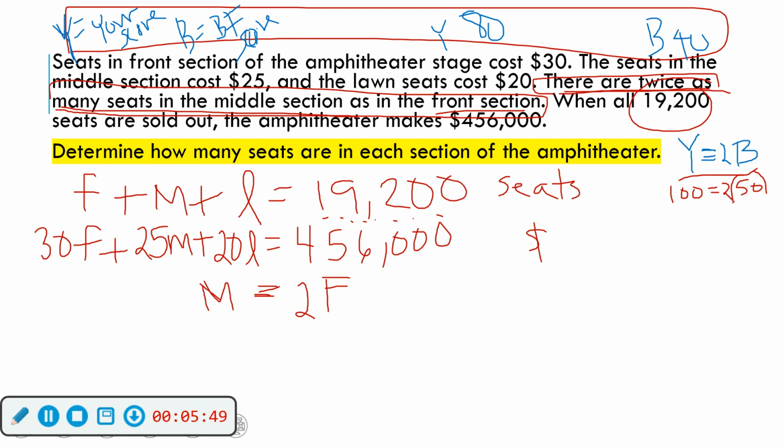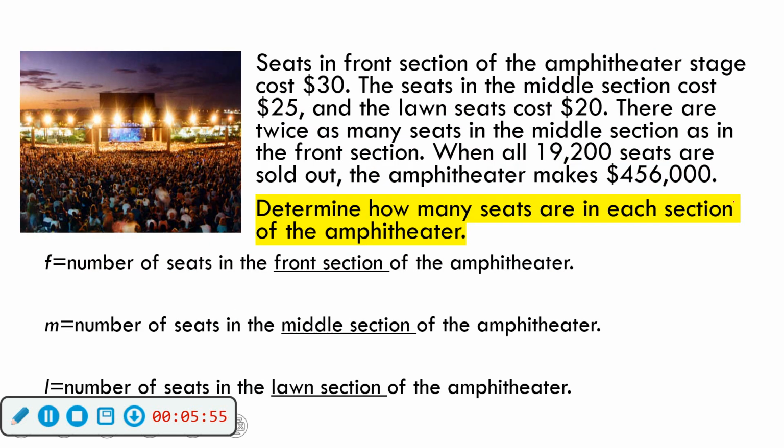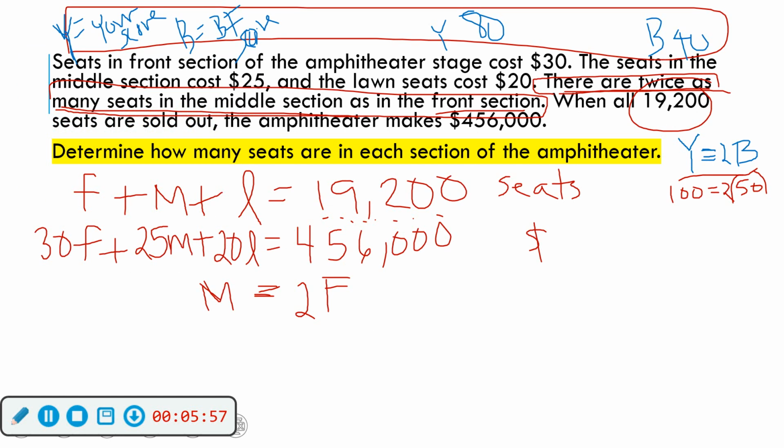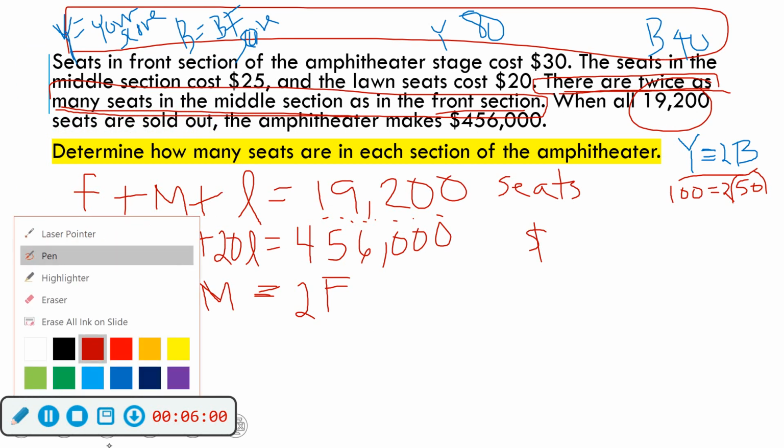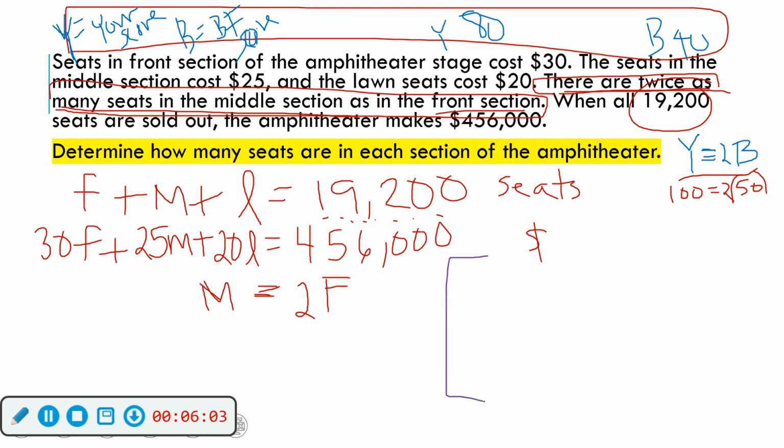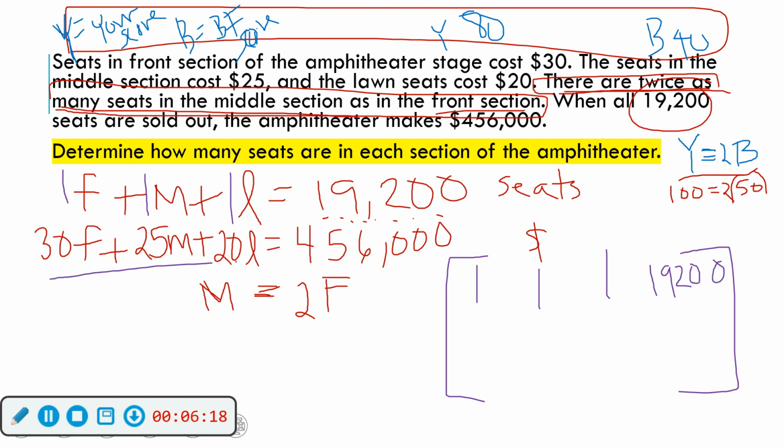Okay, so I've now completed step number 2. Step 1 is I defined the 3 variables. Step 2 is I created the equations. Now, step 3 is I'm going to write down, what does this look like as a matrix? Well, remember, in front of each of these variables is a hidden 1. 1, 1, 1, 19,200. That one's already organized. Awesome. I can see this one's organized too. It has the F, it has the M, it has the L, and then it has the constant on the opposite side.